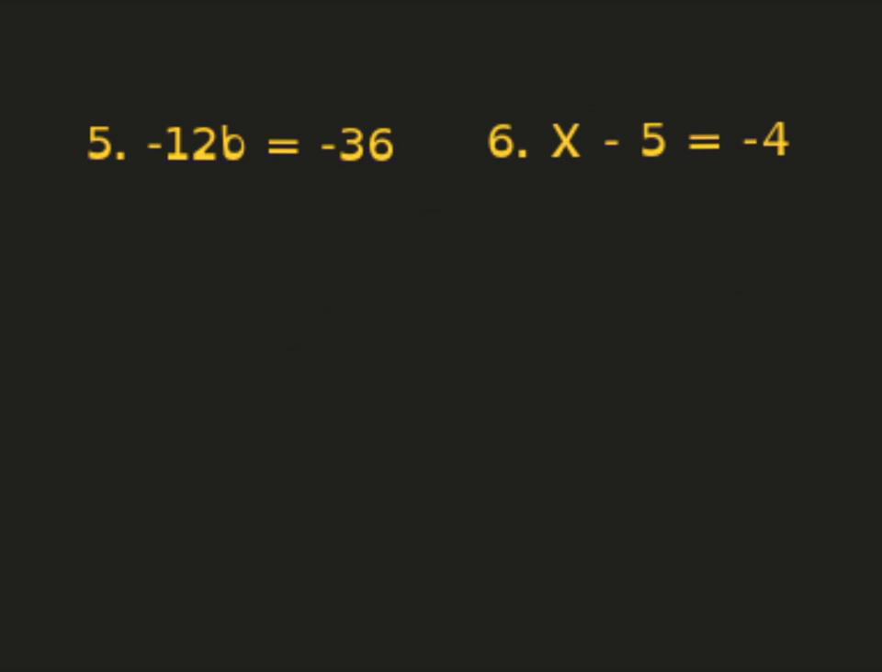All right, number 5, you have negative 12 times b equals negative 36. Well, this is a multiplication problem. So the opposite of multiplying by negative 12 is dividing by negative 12. Because you want to get that variable by itself. All right. So b equals 36 divided by 12 is 3.